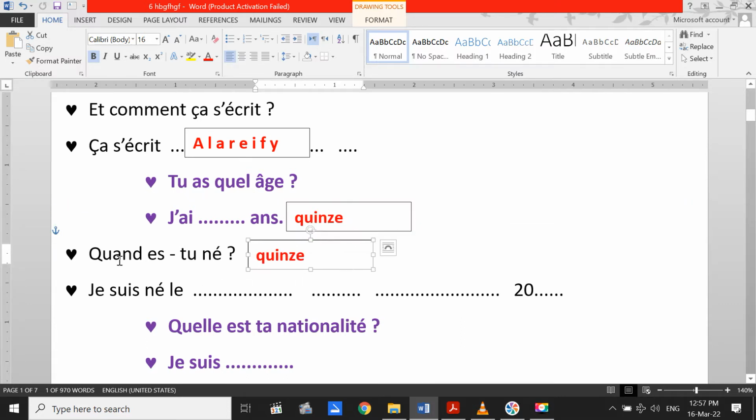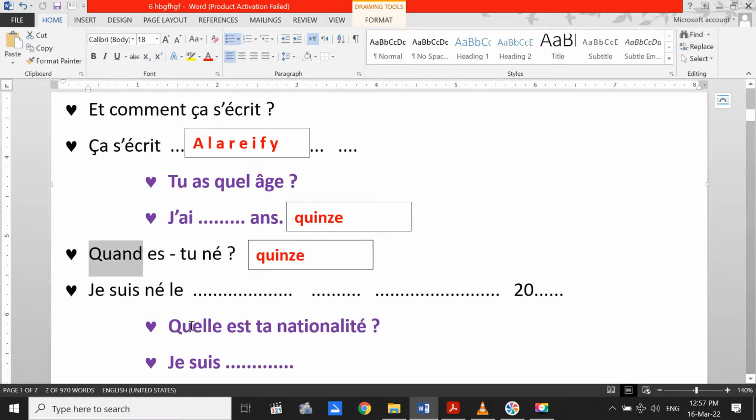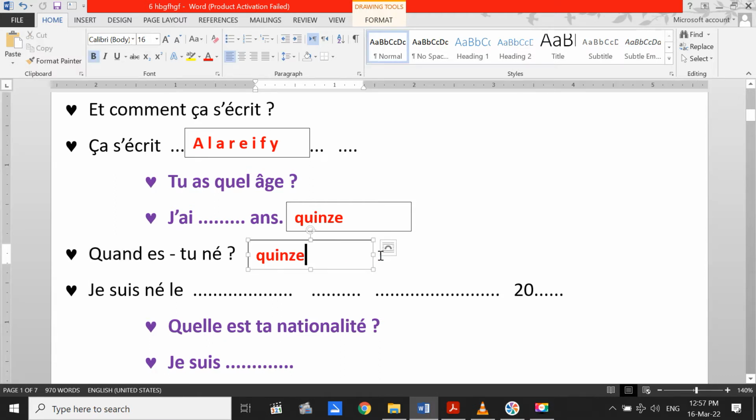Here, quand es-tu né? Quand means when, as we studied the previous session. Quand means when. Es-tu né? This tense is in the past, passé composé. Donc, how do you understand it? It would be like that. Tu, then né. Okay? You were born. This is the helping verb, and this is the main verb, like the past participle. We studied it, inshallah, in the school starting from grade 8 or 9, according to the program.